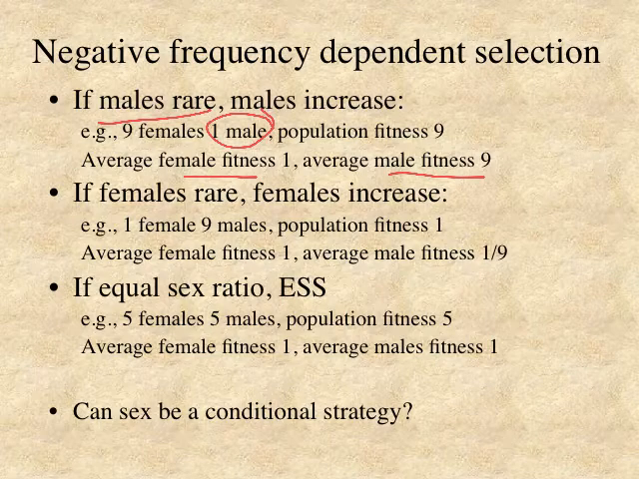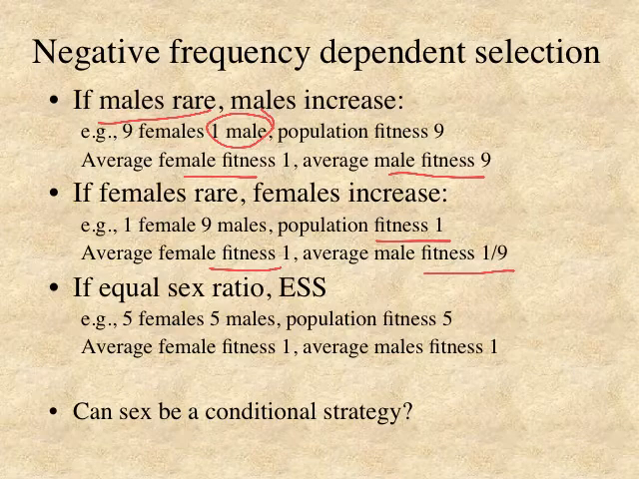So again, you have a 10 individual population. In this case, 1 female and 9 males. Right? So that 1 female has 1 kid. So the population fitness is 1. The average female fitness is 1. But the average male fitness is now only 1 out of 9. You had 9 males, and only 1 of them became the genetic father of that 1 kid. So when females are rare, male fitness is much lower than female fitness.